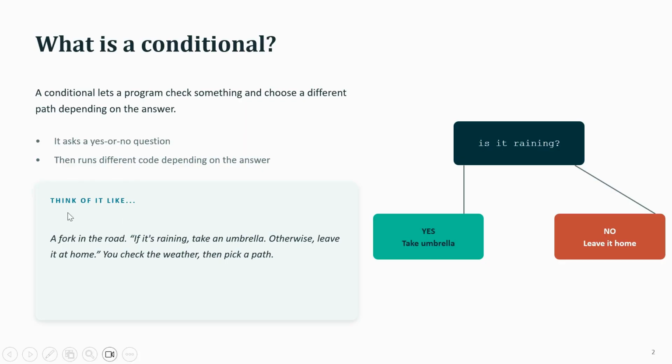So here is an example: fog on the road. If it's raining, take an umbrella, otherwise leave it at home. You check the weather, then pick a path. Is it raining? Yes, take an umbrella. If it's not raining, then leave it at home and you can go anywhere because you don't need an umbrella. In the no case, leave the umbrella at home. In the yes case, take the umbrella because it's raining outside.